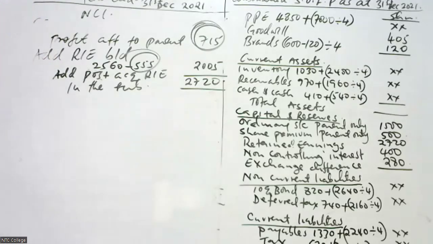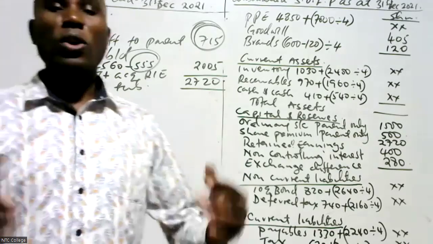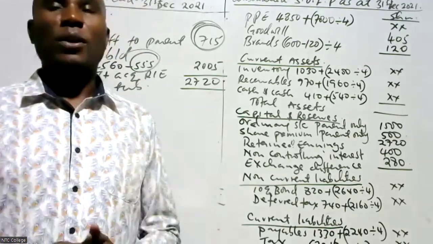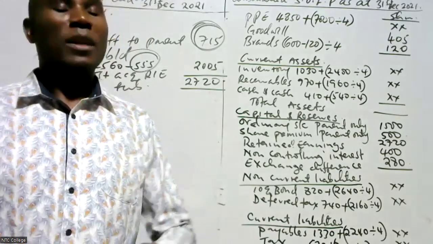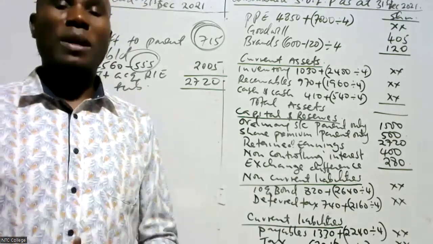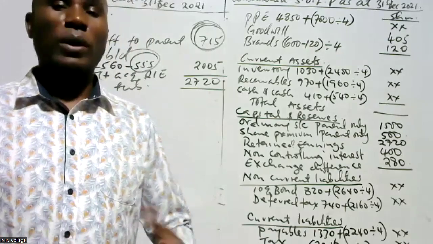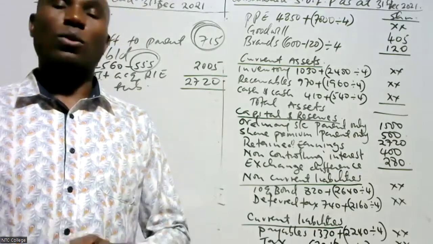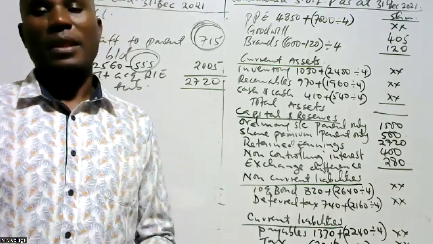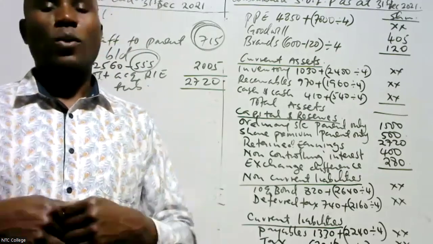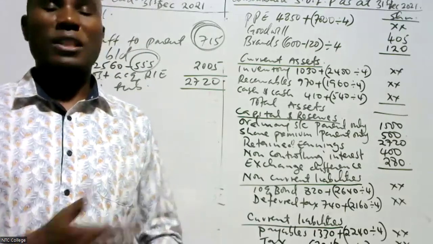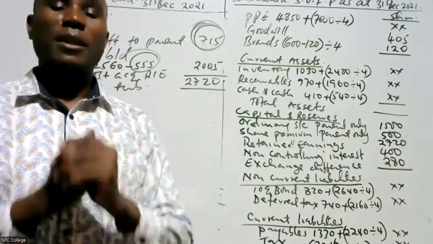Therefore, that is the end of our group accounts. Tomorrow, God willing, if we meet, we shall be looking at group cash flows. What is remaining is group cash flows. Then we are completely done with group.